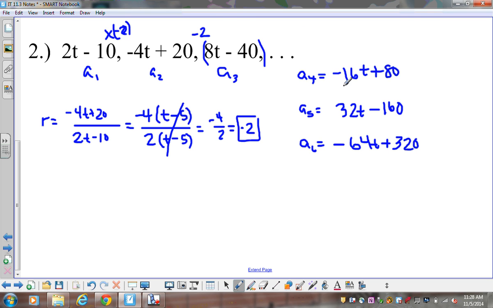Cool. So again, each term I multiply by -2 to find the next successive term. To find my fourth, I multiplied my third term by -2. To find my fifth, I took my fourth term times -2. To find my sixth, I took my fifth term times -2. So again, geometric sequences means in order to find the next term, I have to multiply by that common ratio.